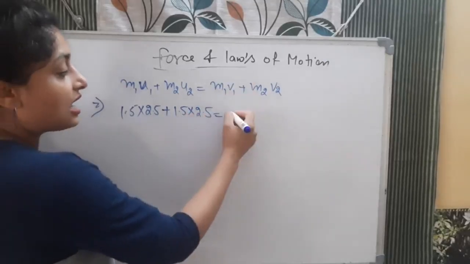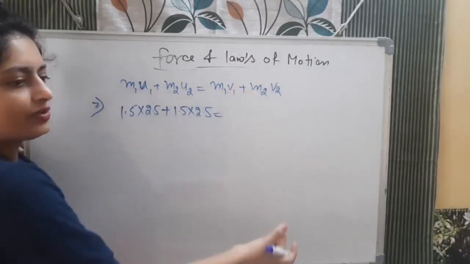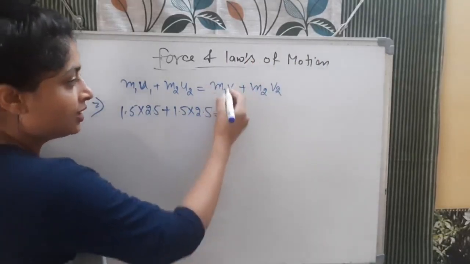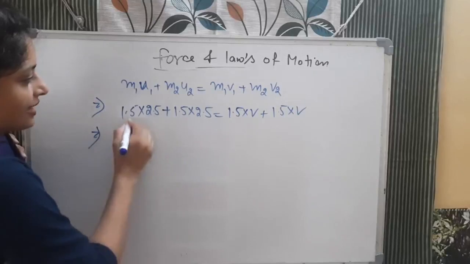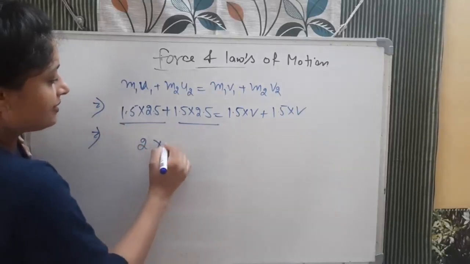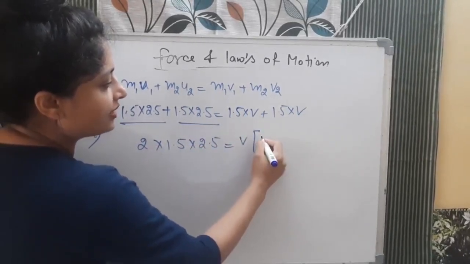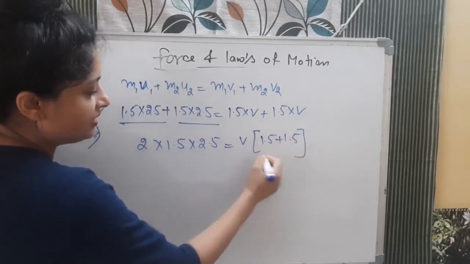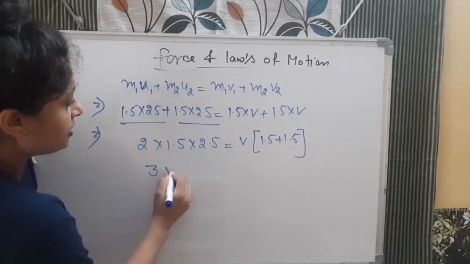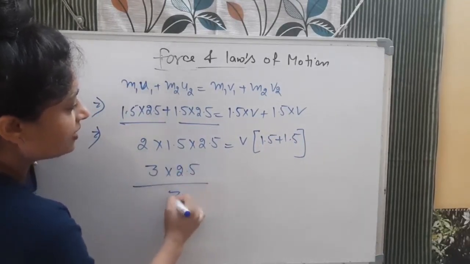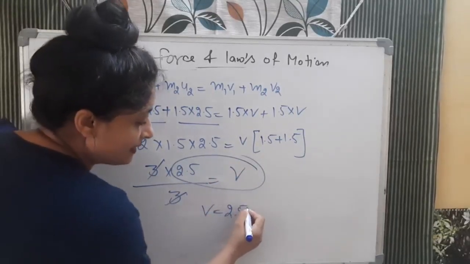So 1.5 into 2.5 plus again 1.5 into 2.5, the same. Now after the collision, they stick together, so the velocity will be the same. In place of v1 and v2 we can put v. So 1.5 into v plus 1.5 into v. If we take v common, inside it will be 1.5 plus 1.5, which is 3. We need to calculate v, so 2 multiplied by 1.5 also becomes 3 into 2.5, divided by 3 is equal to v. It will cancel out, and v will be 2.5 meter per second.